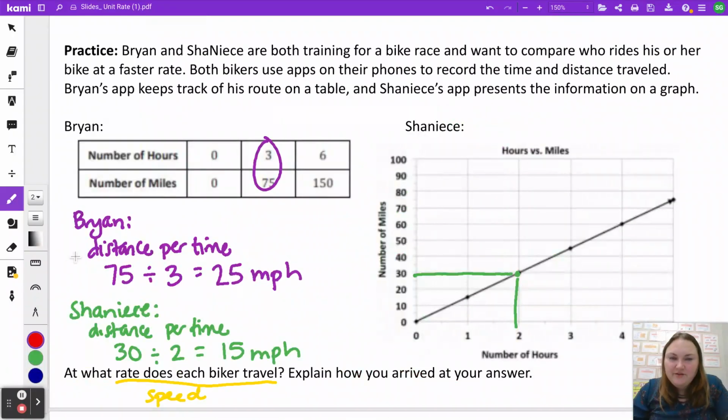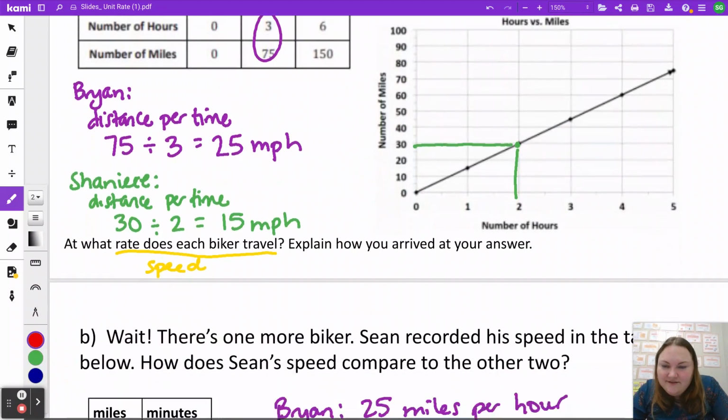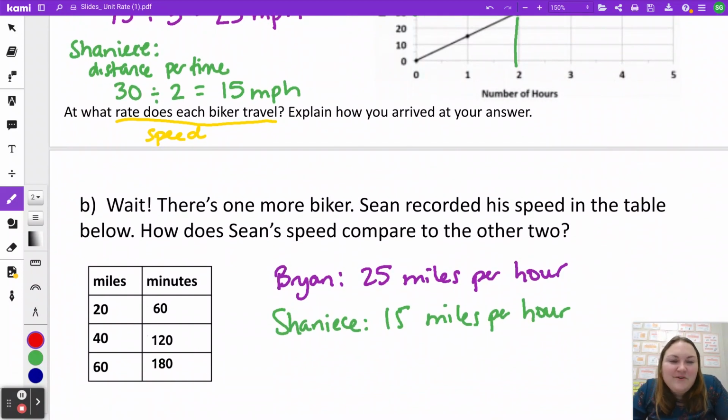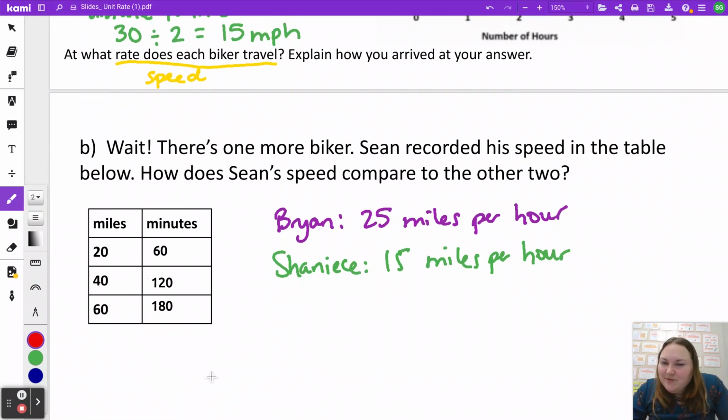There's one final part to this question down here that says, wait, there's one more biker. Sean recorded his speed in the table below. How does his speed compare to the other two? And I went ahead and I copied down the other two people for us. Looking at Sean's table, you may notice something different about it. Take a moment to look at it.